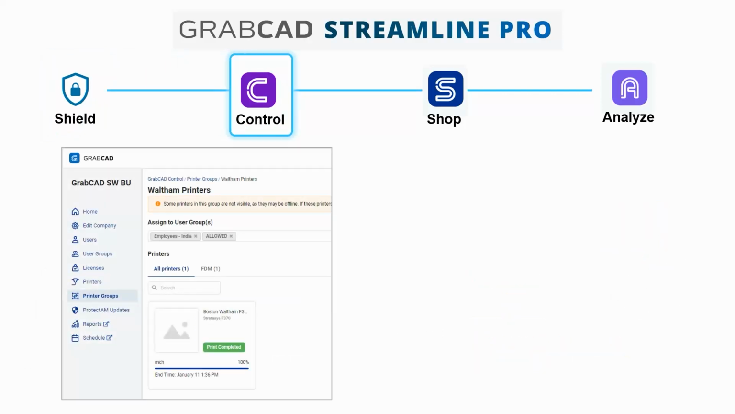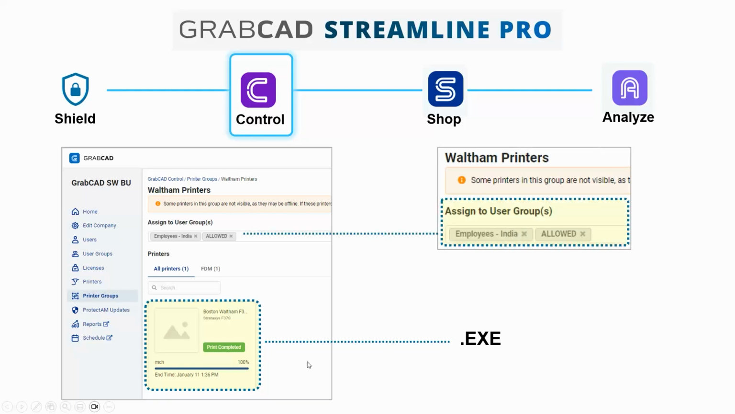GrabCAD Control looks like this. The executable is a print server executable that allows the printer to be seen here in the cloud. And once it's seen, then you can assign groups to it. You can see here I've assigned 2 different groups of users who can see this printer inside of GrabCAD Print. No one else in the world can.